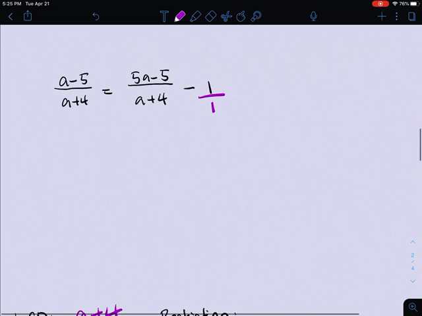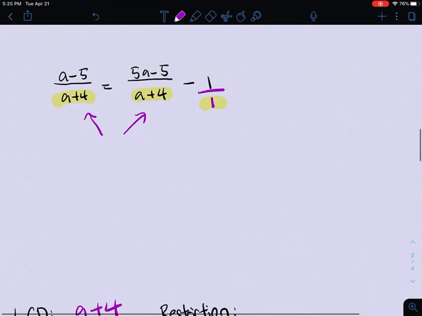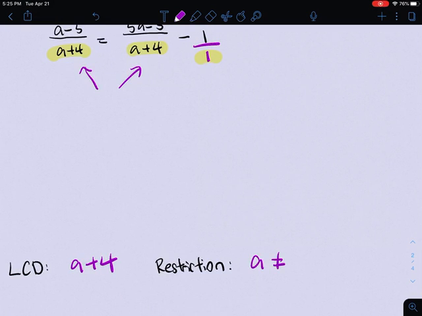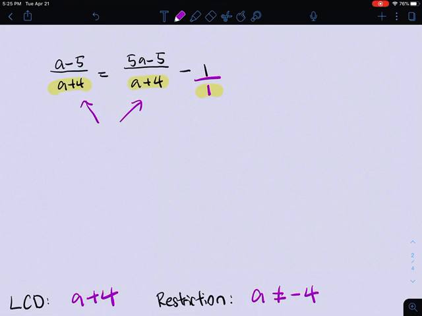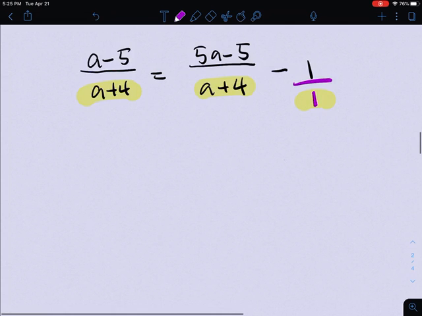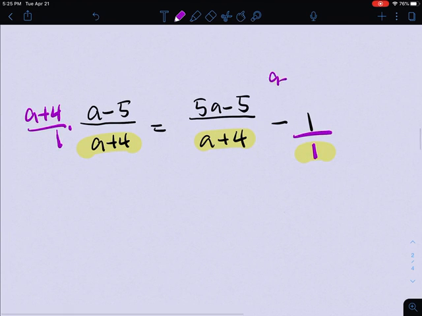And then restriction, so what value of a will make your denominators equal to 0? Well, for these two, what value of a will make the denominator equal to 0? Well, that's negative 4. So a cannot be negative 4, because otherwise we'd be dividing by 0. And then this last one, there is no a there, so we don't have to worry about that. All right, so let's go ahead and go to step 3, which once again is to multiply by the LCD. And make sure you do that to every single term.